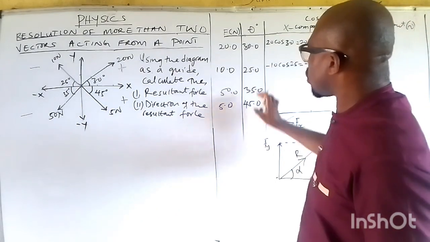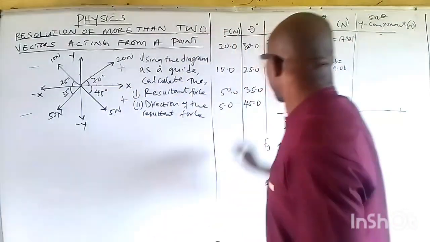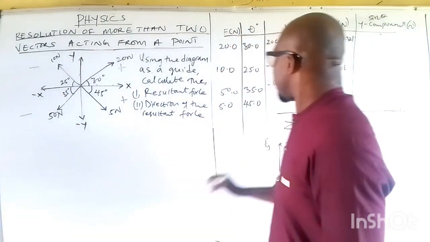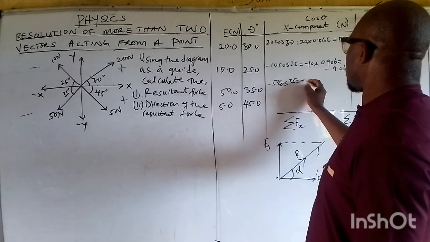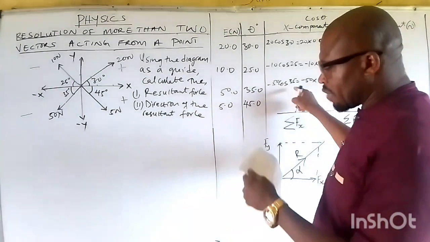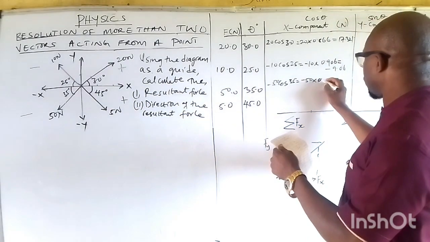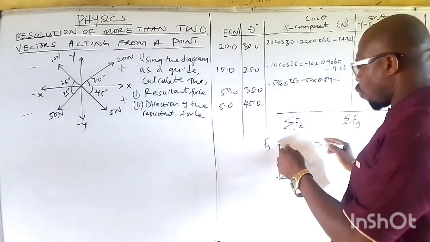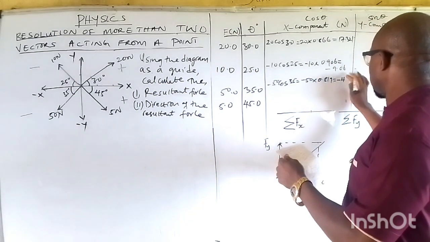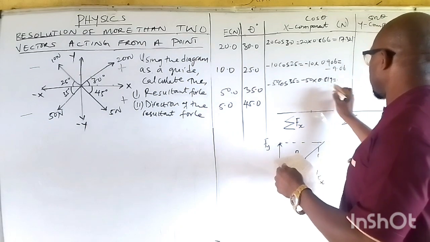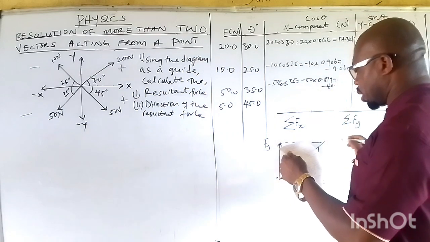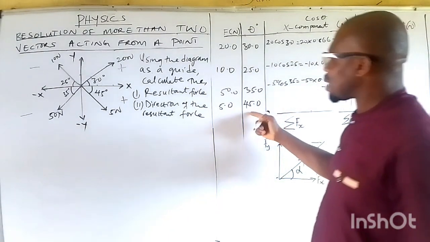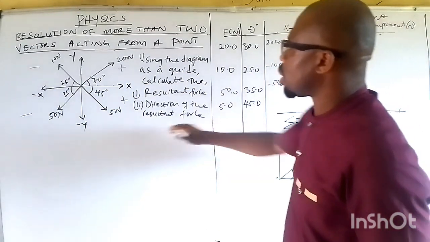The third one, of course, is minus 50 cos the angle there, 35, which gives minus 50 times cos 35. By calculation, cos 35 is 0.819, which will give us minus 40.958.